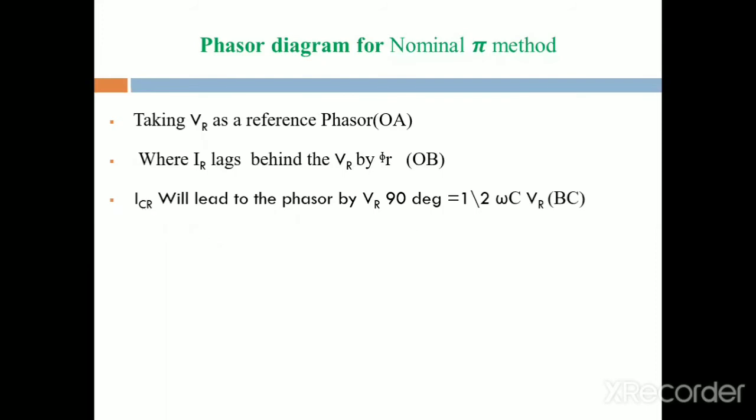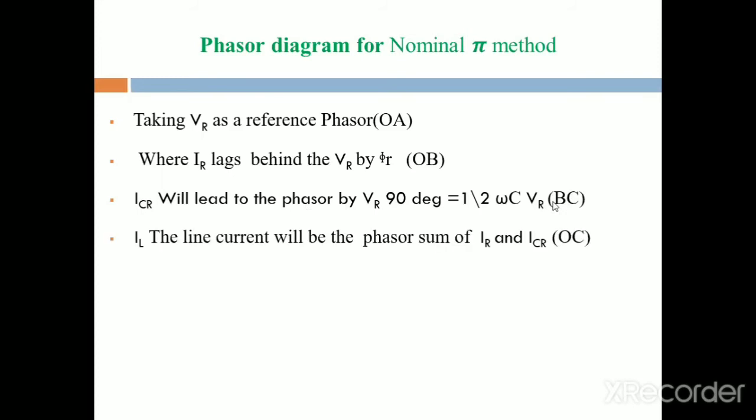ICR means the current flowing through the capacitance at the receiving end side. It will lead the phasor VR by 90 degrees, and it is equal to 1/2 omega C VR. That is represented by BC.